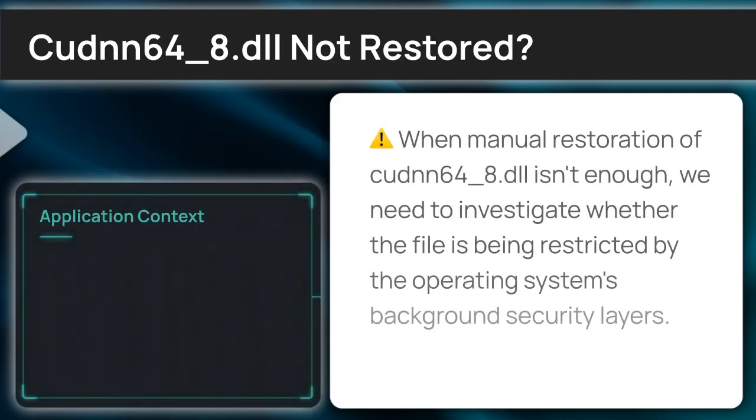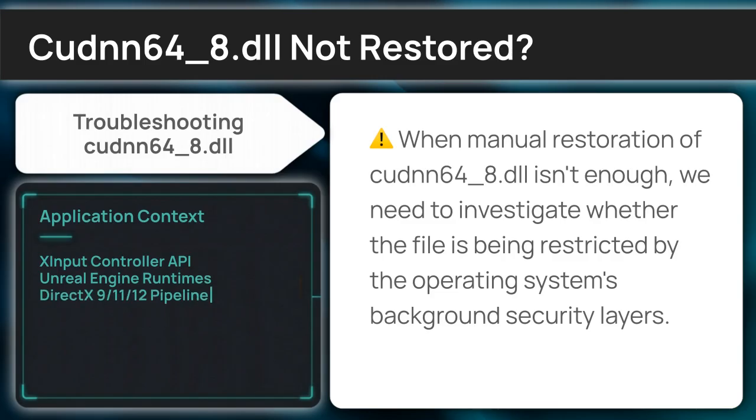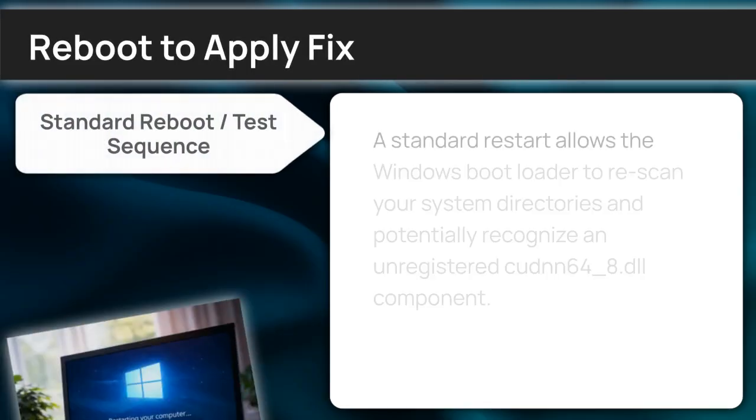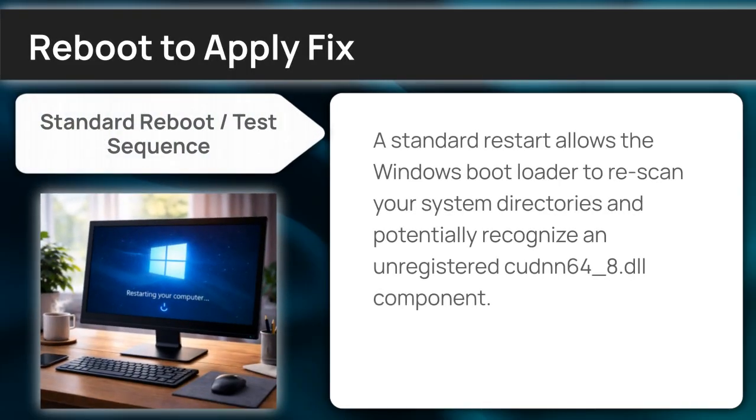If no luck was had with the redistributable package, we will escalate the fix by performing a targeted reset of the system state. A quick reboot can determine if the error is transient. While it won't fix a deleted file, it can re-establish the connection between your software and the CUDNN64 file if the path was temporarily busy.